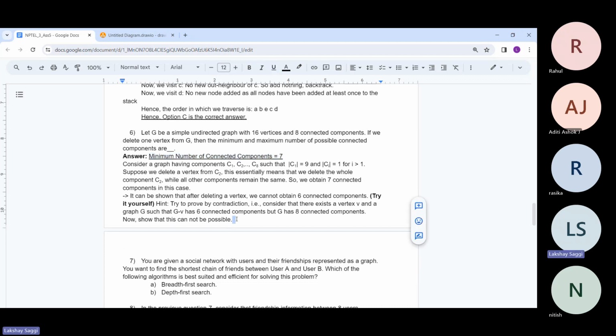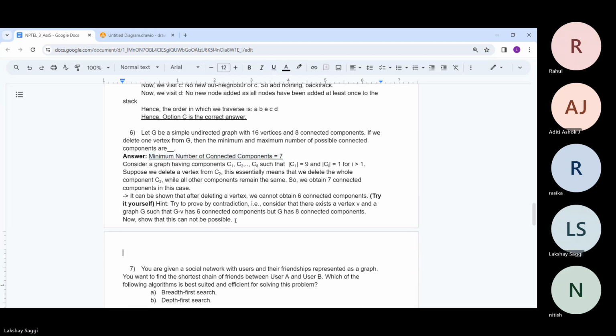And now comes the second part. I hope this is clear to everyone. The second part is the maximum number of connected components. So what's the maximum number of connected components?